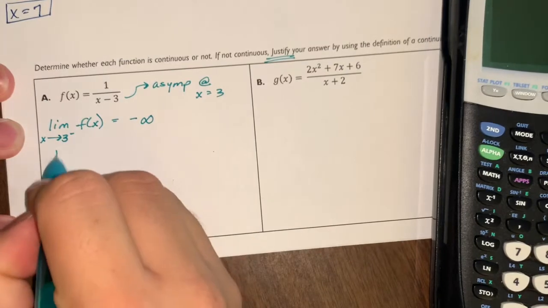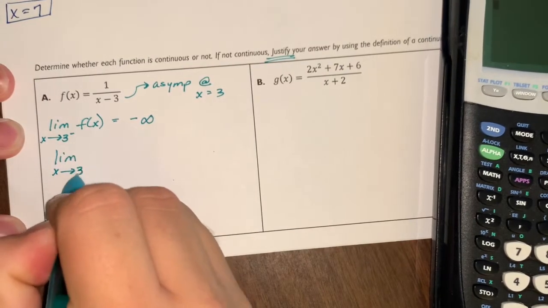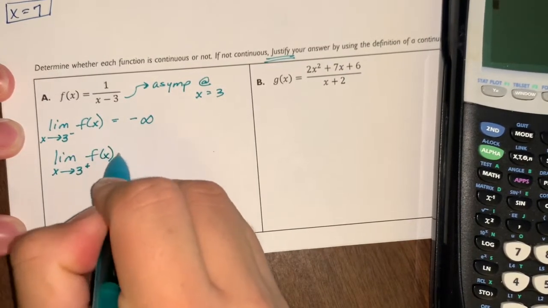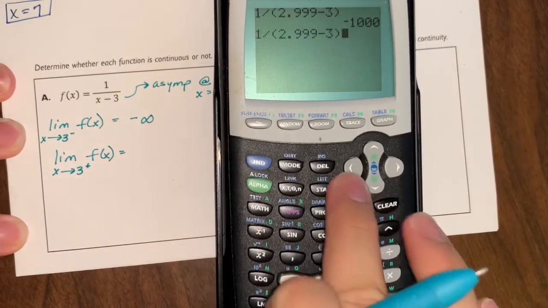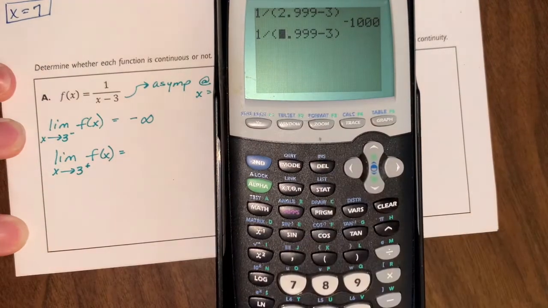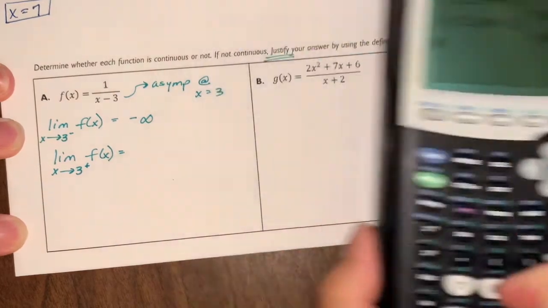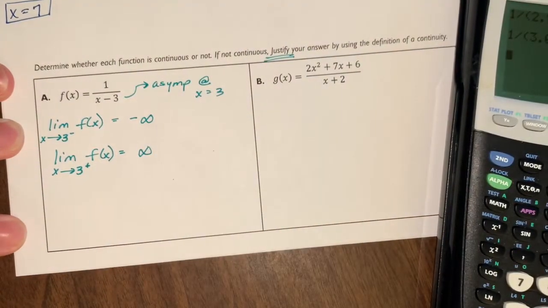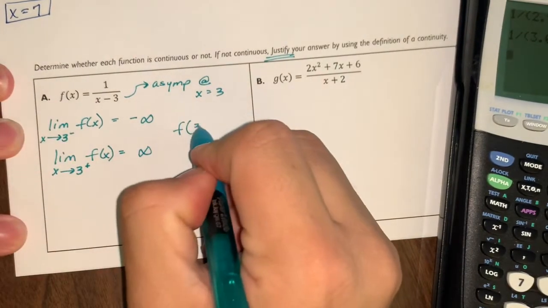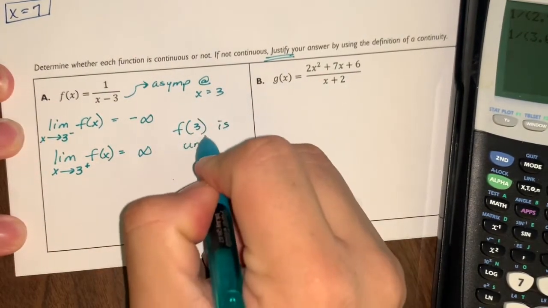And if I were to do the limit as x approaches 3 coming from the right of f of x, well, I'm going to pick a number just slightly above 3. So instead I'll do 3.001, and then I'll have a very big positive number instead. Okay? And you could also mention that f of 3 is undefined.